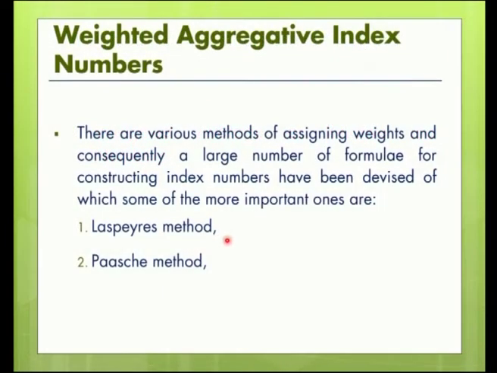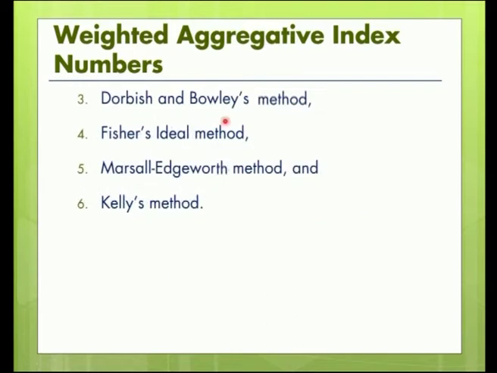Weighted aggregative index numbers: there are various methods of assigning weights and consequently a large number of formulae for constructing index numbers have been devised, of which some of the more important ones are Laspeyres method, Paasche method, Dorbish and Bowley's method, Fisher's ideal method, because among all the methods this is the ideal one, therefore it is called Fisher's ideal method, Marshall Edgeworth method and Kelly's method. We shall discuss these methods one by one, all are related to each other.